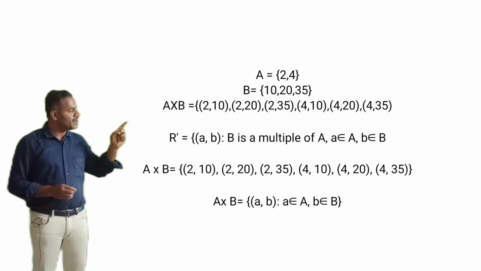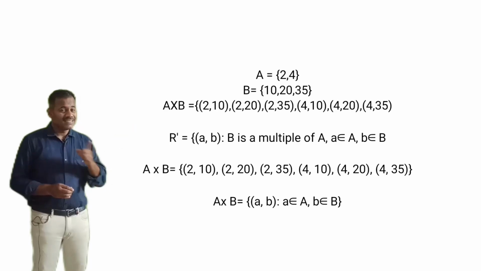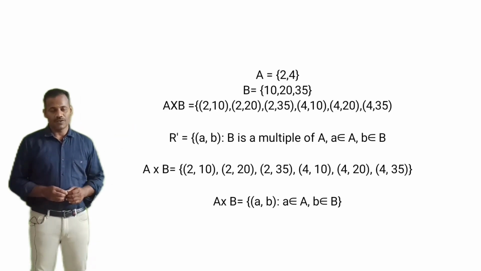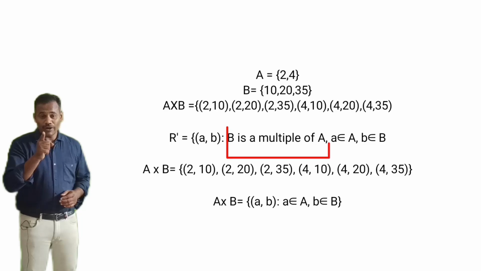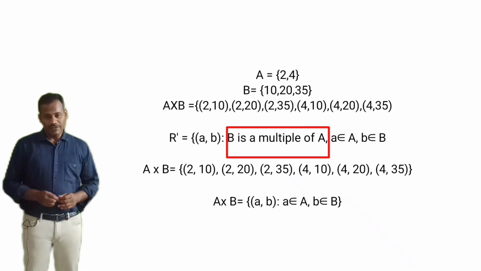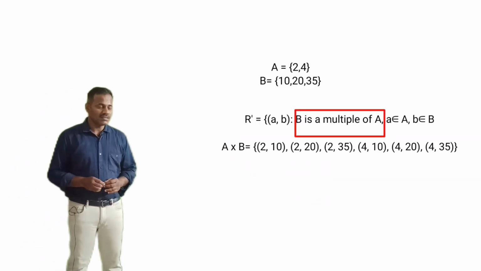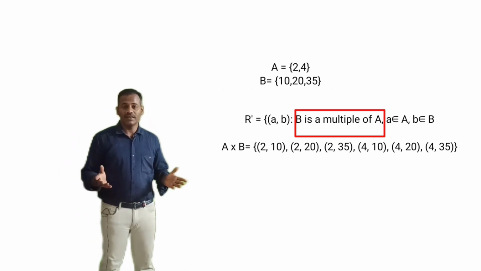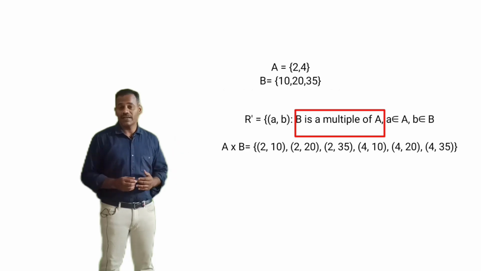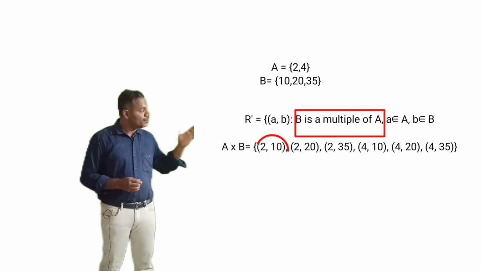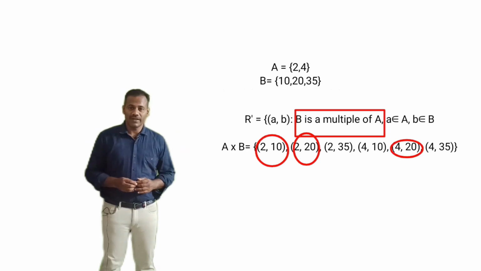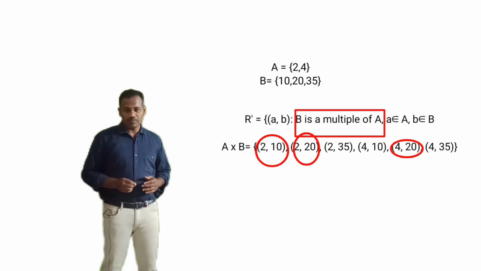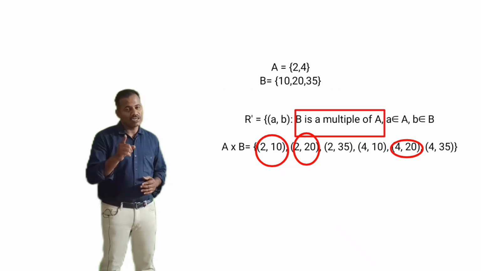So every ordered pair in the set R dash satisfies the relation. Okay. Now let us note this point: B is a multiple of A. Now we want to choose the ordered pairs from the Cartesian product of A cross B. So what we get, where B is a multiple of A? Yes, (2, 10), (2, 20) and (4, 20). We get only 3 ordered pairs that satisfy the relation R dash.